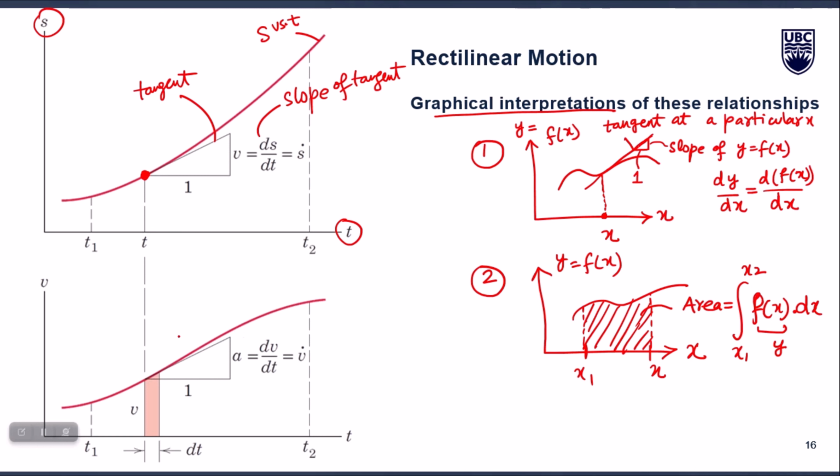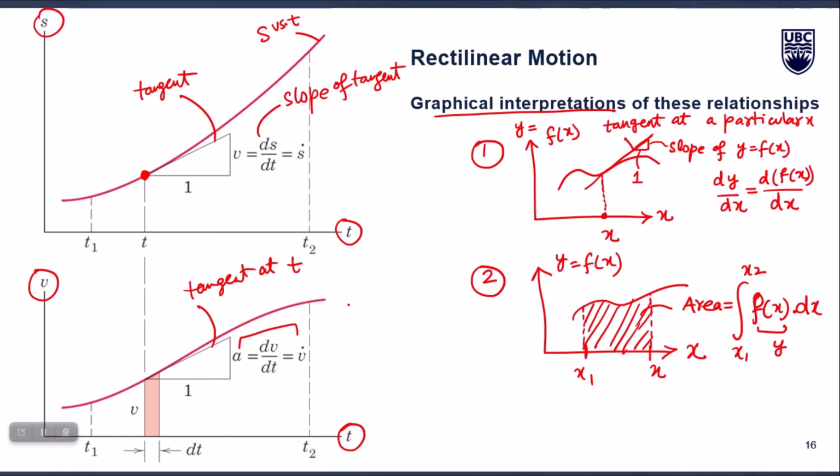Similarly, if we have the velocity versus time graph, right, and that red line is available to you, and at any particular time t, if you draw the tangent, so this is the tangent at any t, right, and then the slope of that tangent will be the first derivative of y with respect to x, which means velocity with respect to time, which means acceleration, right? So acceleration is graphically determined as the slope of the velocity time graph, right?